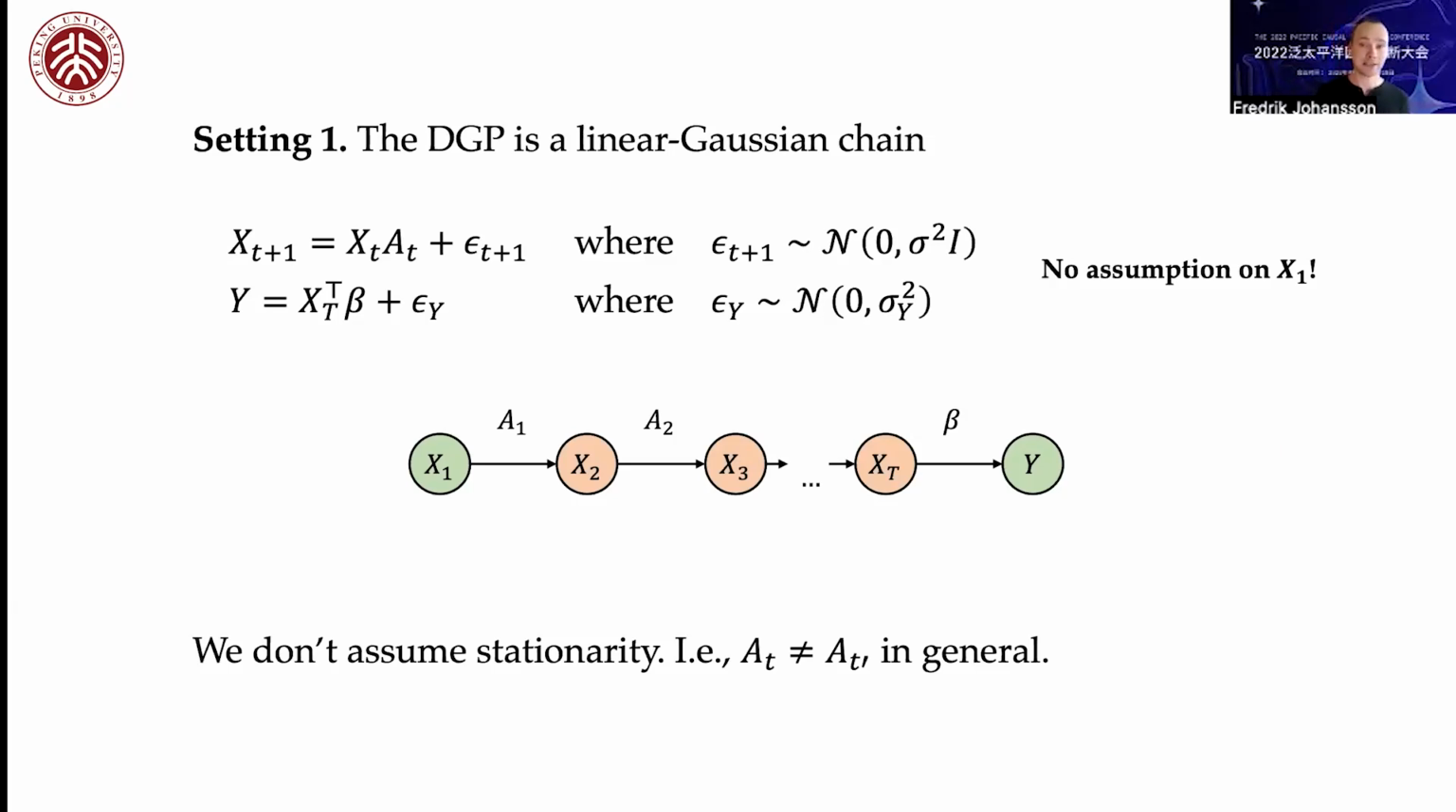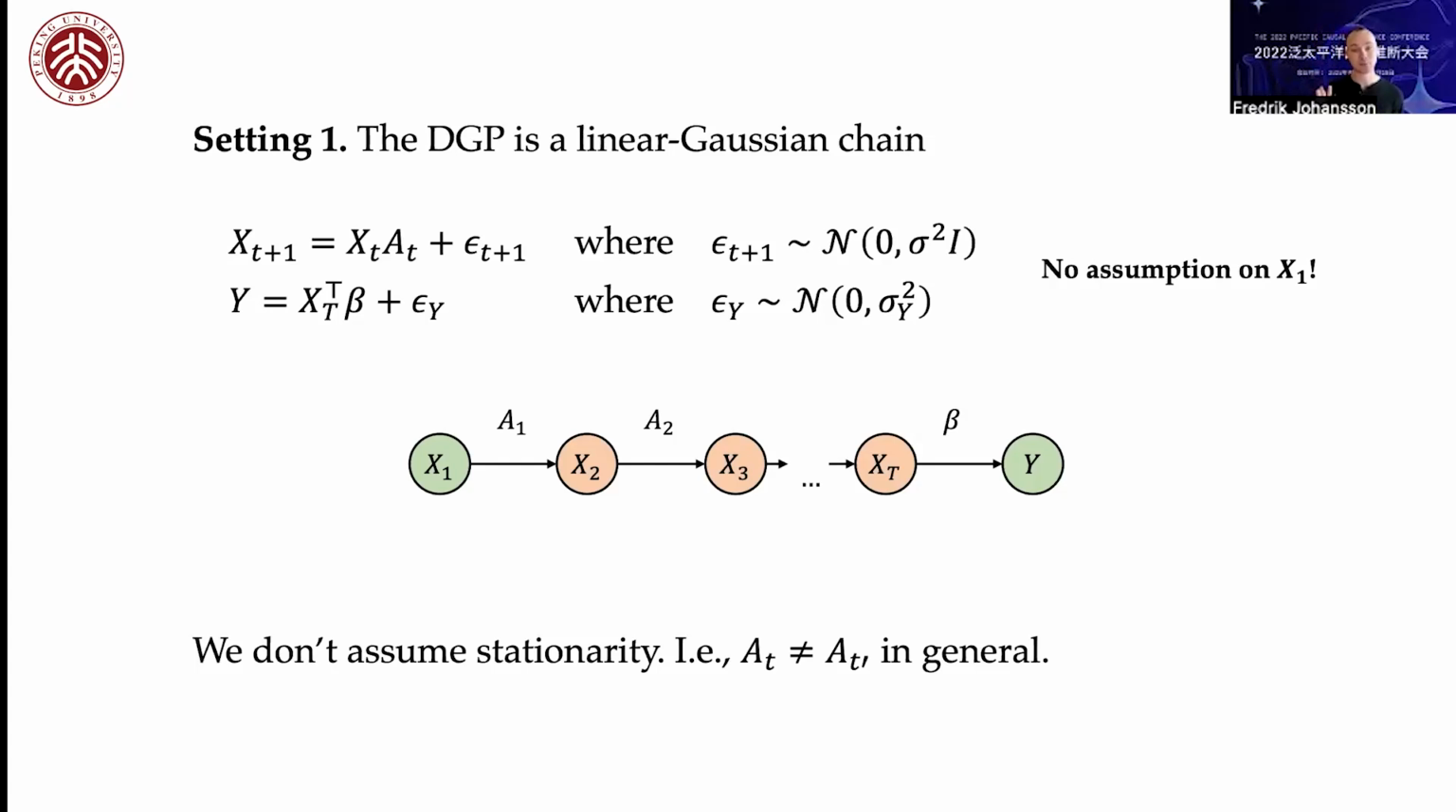But we won't make any assumptions about the distribution of x1. That can be an arbitrary distribution. We also won't assume stationarity or homogeneity, I think some people call it here, meaning that the transition matrices from x1 to x2 and x2 to x3 are different. So a1 and a2 will not be the same in general. Okay, so this is our setting.